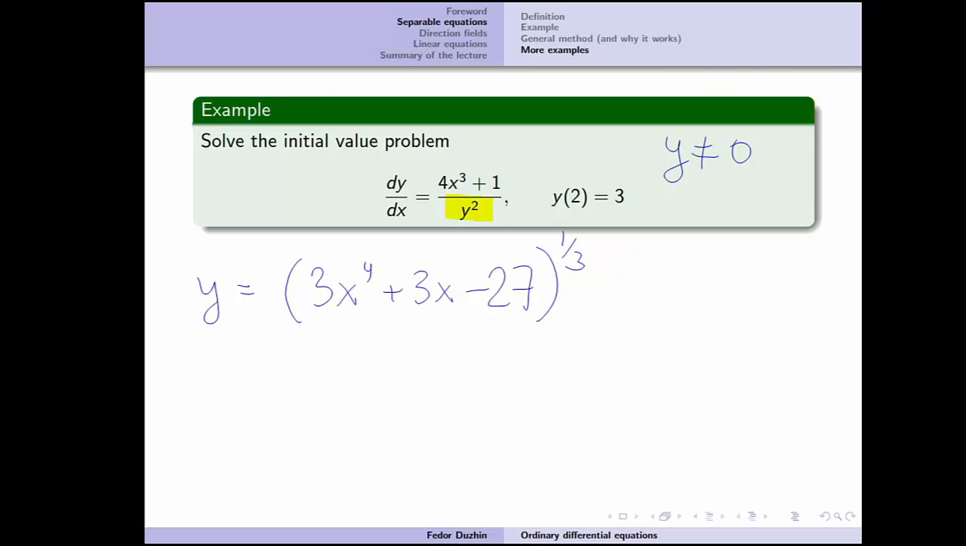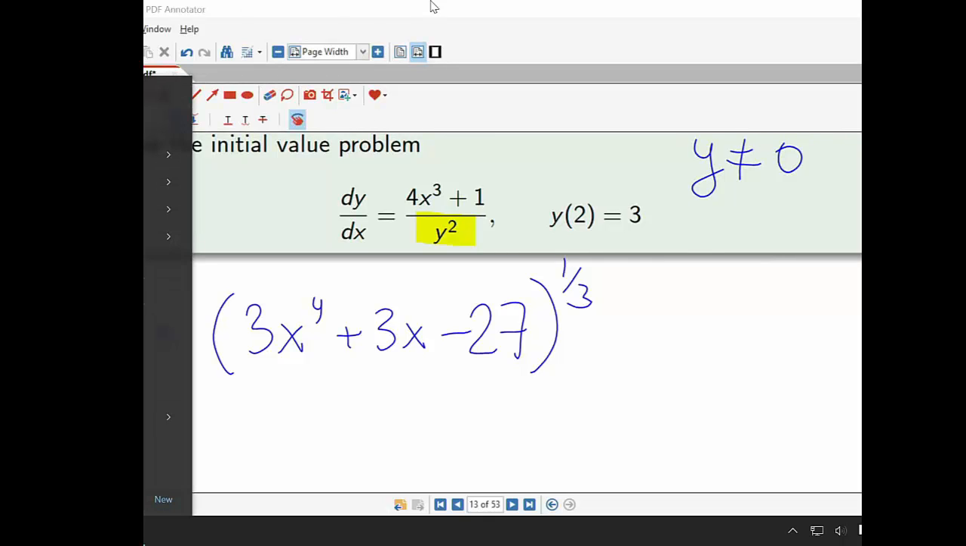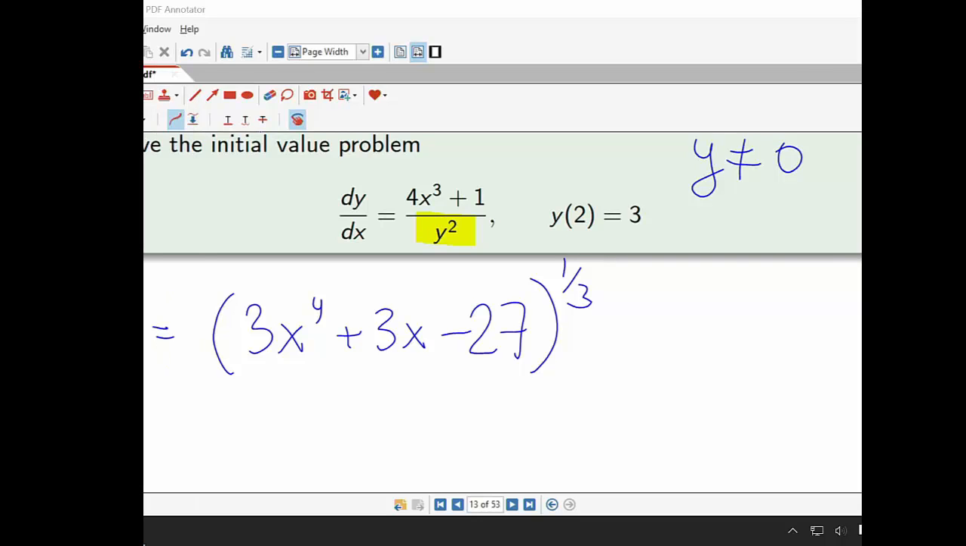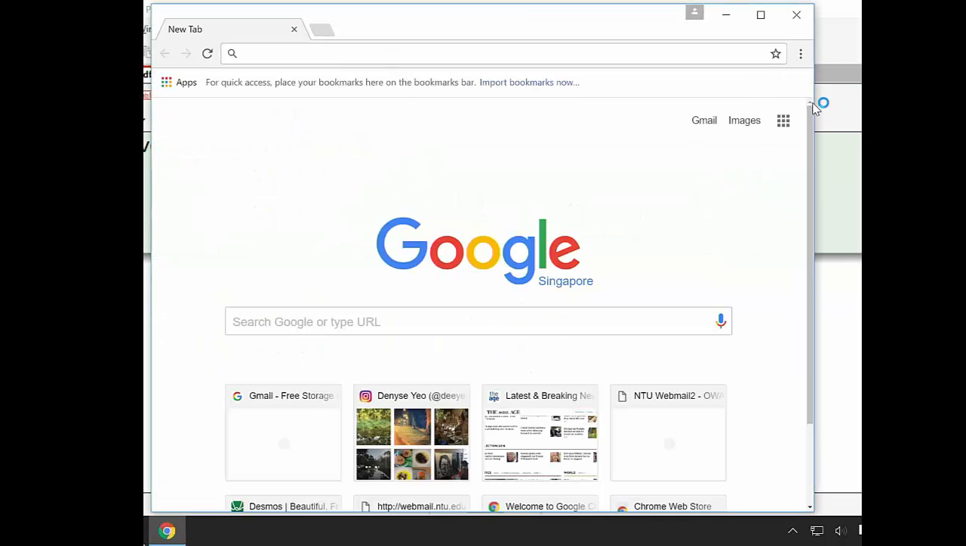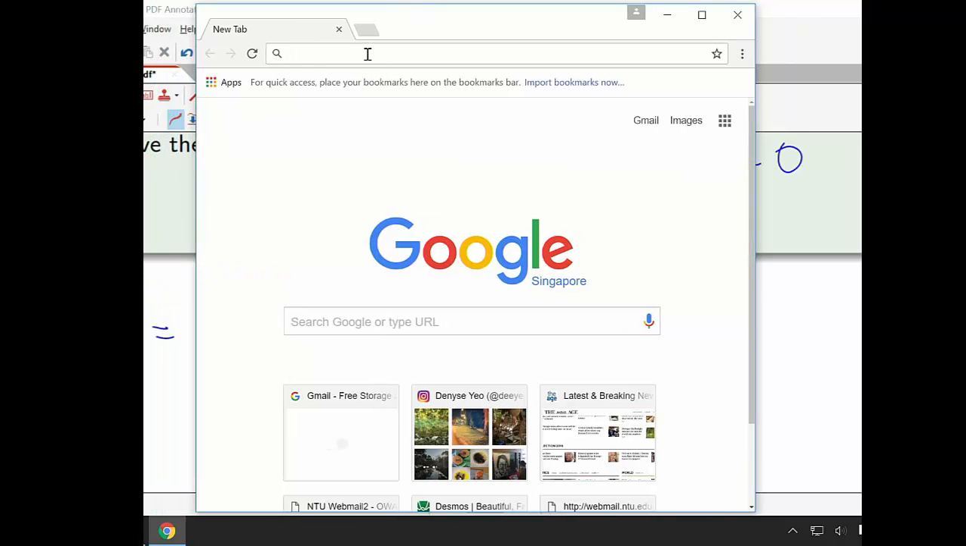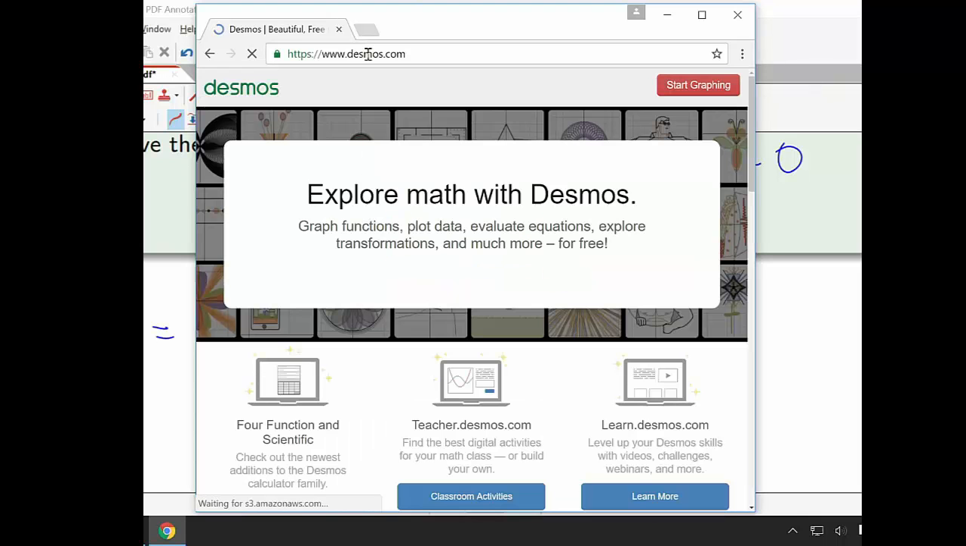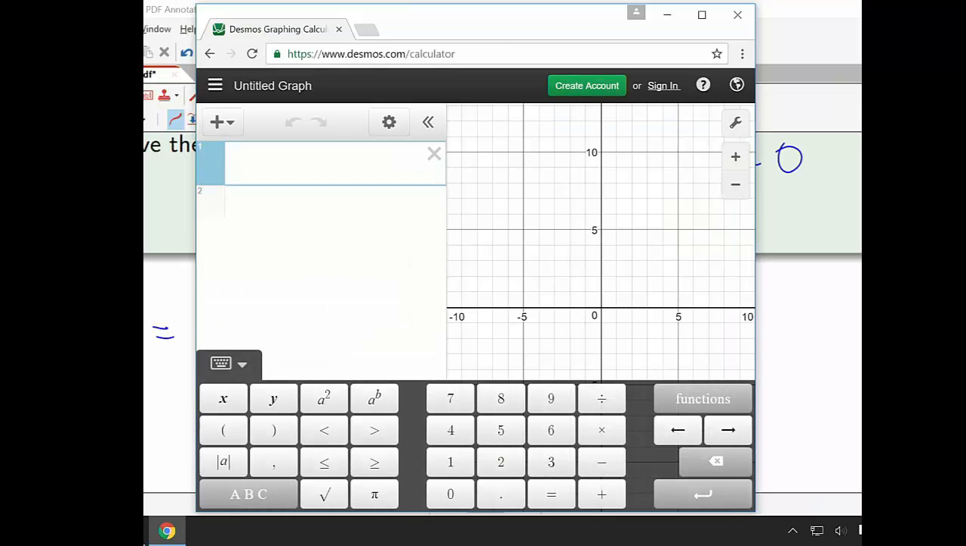Let me explain what I mean. So let me plot the graph of this function. So I'll go to the web browser, and then I'll get this very nice graphing calculator, desmos.com. By the way, you'll be allowed to use it on your midterm test. So you can just forget about your old graphing calculators, at least for this course.